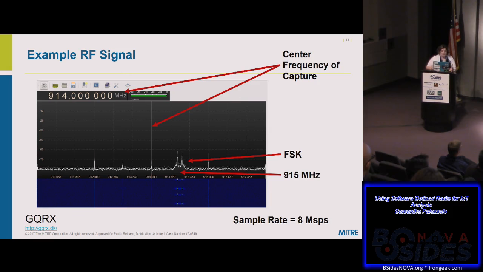So this is our signal. And if you remember, I said it was 915 megahertz. So my center frequency is actually 914. And the reason why is that some SDR hardware will actually have a little bit of a signal at DC or at the center frequency. And in order to avoid that and have that not be an issue for my signal, I have an offset, right? A 1 megahertz offset. So I know what my offset is. It's 1 megahertz.